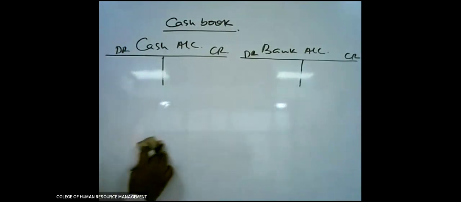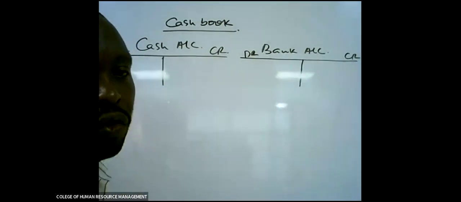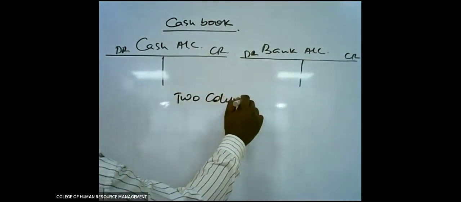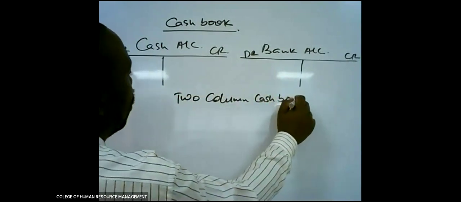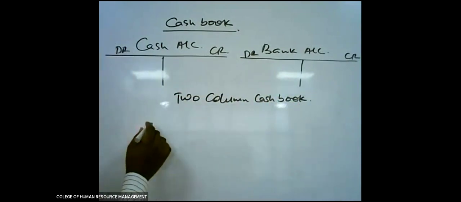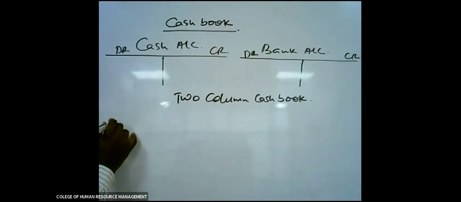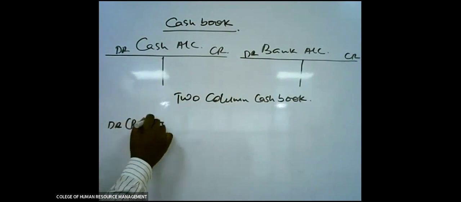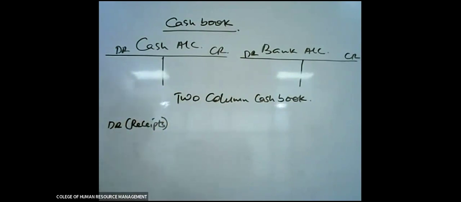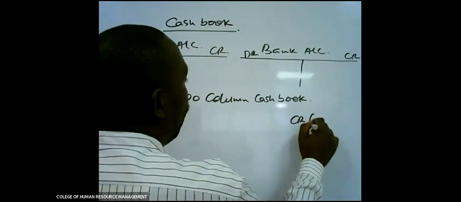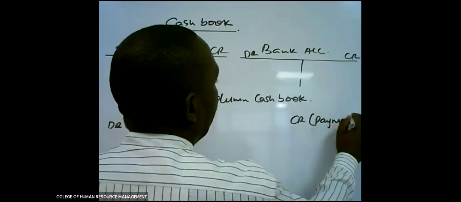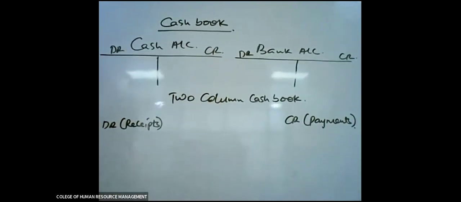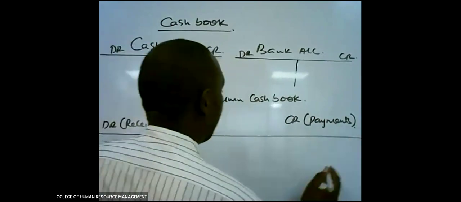Instead of them being separate, we can condense and fuse them into one cash book, which we call the two column cash book. Whereby we are going to have the debit side. And remember, the debit side in the cash book simply records the cash received or the checks received. And we are going to have the credit side, which simply records the payments. Money out. So you are going to have it like this.